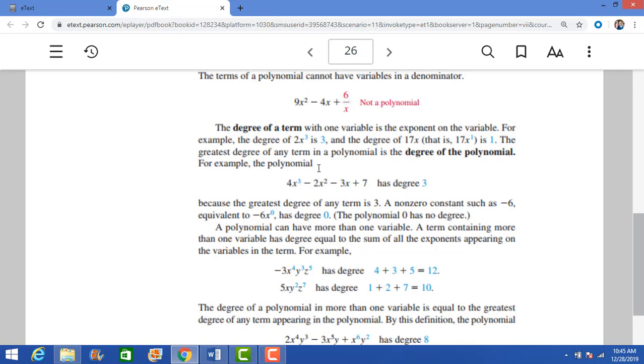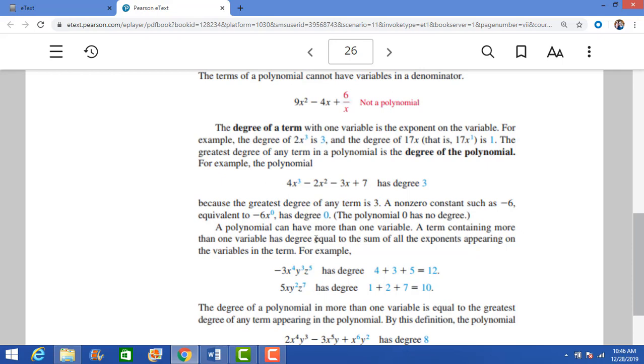Okay. The greatest degree of any term in a polynomial is then defined as the degree of the polynomial. So for example, if we look at this polynomial here, we look at the term with the highest exponent. So in this case, it's going to be 3. So this polynomial has a degree of 3. Okay. A non-zero constant such as negative 6 is equivalent to negative 6 times x to the 0. So this has a 0 degree polynomial.